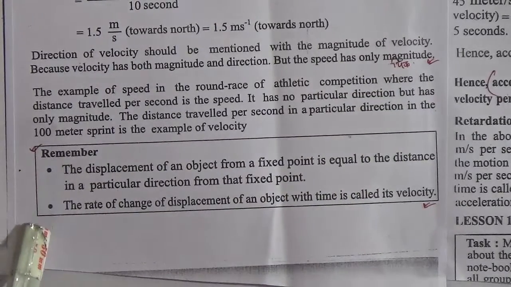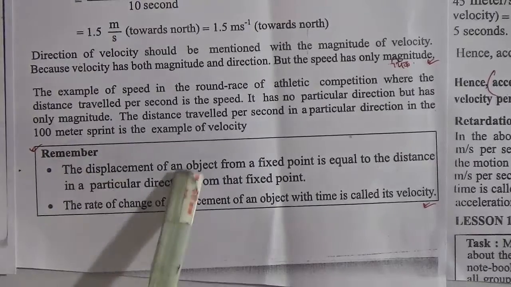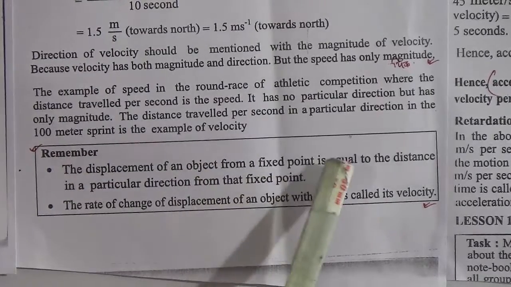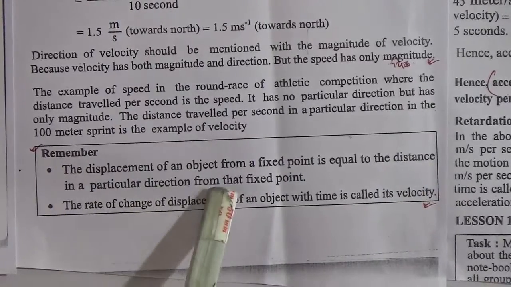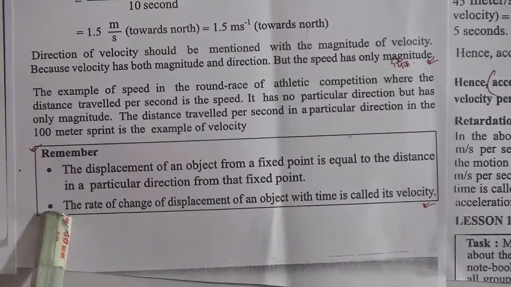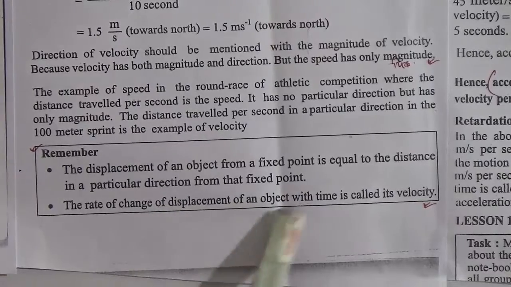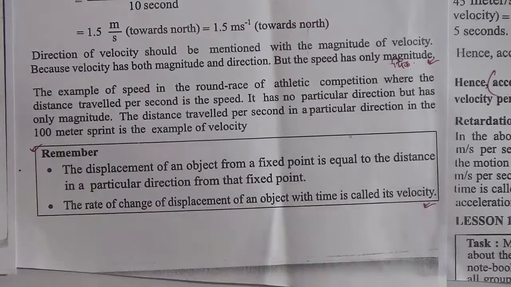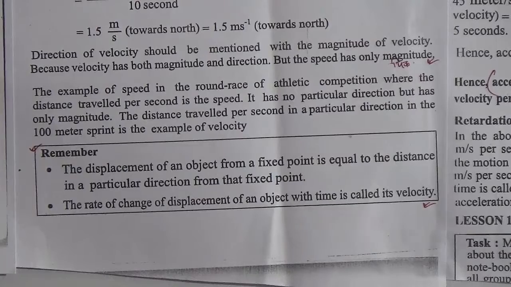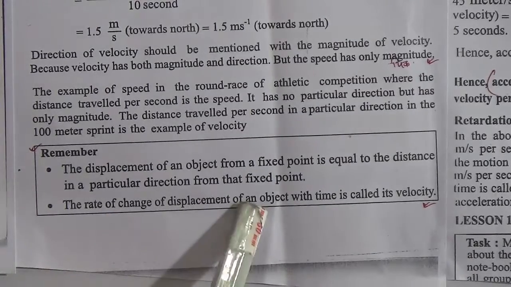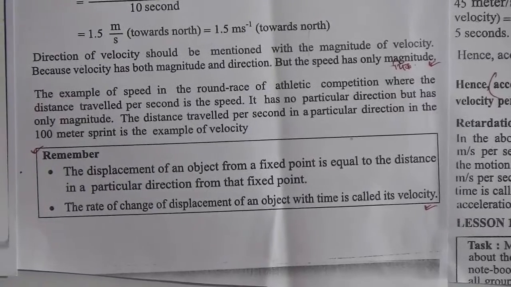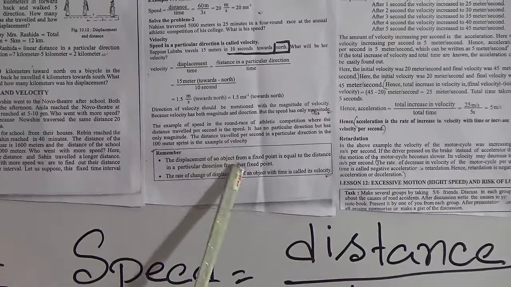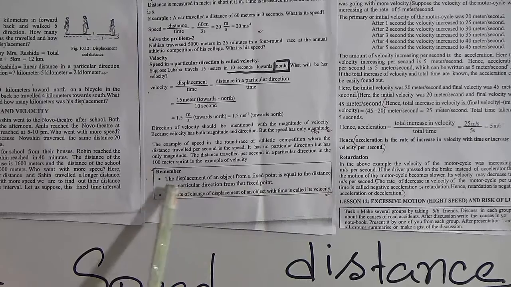Now in this chapter you have to remember this: the displacement of an object from a fixed point is equal to the distance in a particular direction from the fixed point. And number 2, the rate of change of displacement of an object with time is called its velocity. So what is velocity? The rate of change of displacement of an object with time is called velocity. And what is displacement? The displacement of an object from a fixed point is equal to the distance in a particular direction from the fixed point.